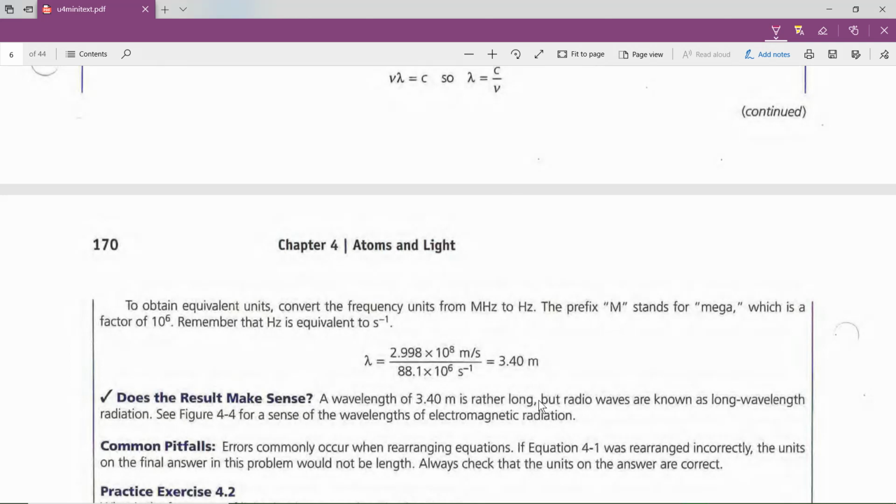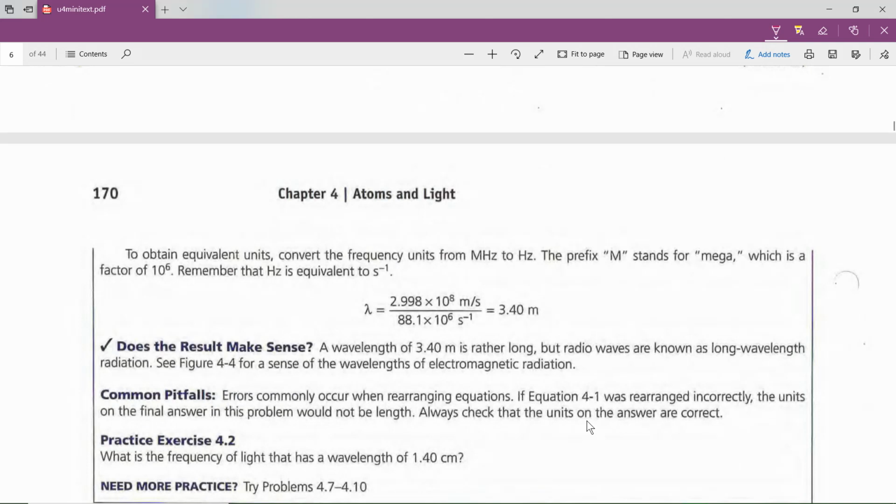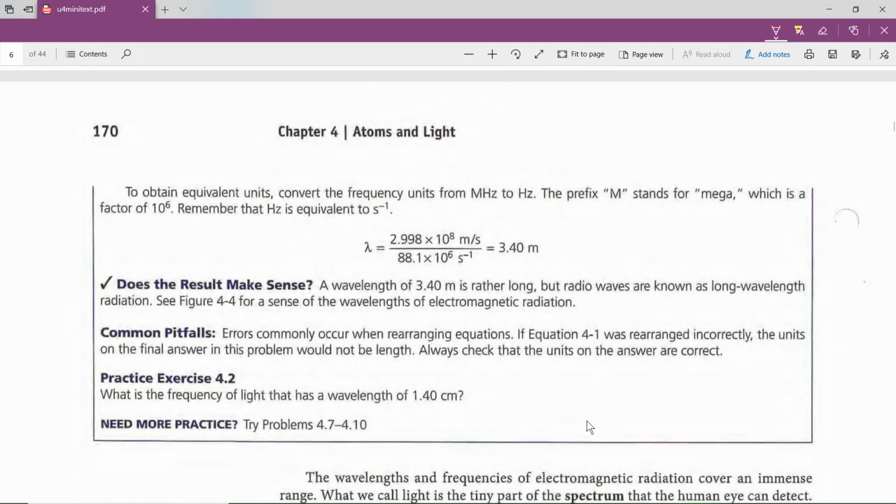So we're saying that a photon, a little bundle of energy in the radio wave section of the electromagnetic spectrum, has a wavelength of 3.4 meters. Radio waves are known as long wavelength radiation. So I'm going to say, oh yeah, but what about a shortwave radio? Well, that's a shortwave within the radio band. So that is still long wavelength compared to other segments of the electromagnetic spectrum.